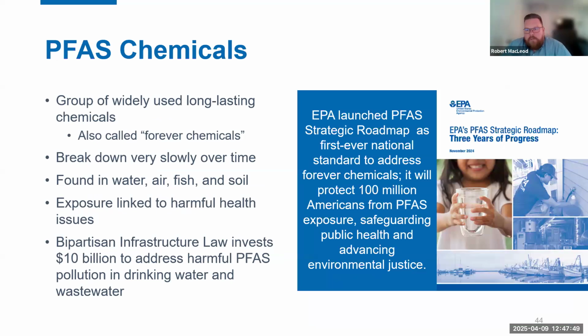PFAS chemicals are a group of widely used, long-lasting chemicals, aka forever chemicals, that break down very slowly over time and are found in our water, our air, our fish, and soil, at locations across the nation and globe. Scientific research shows that exposure to certain PFAS chemicals may be linked to harmful health issues. Recognizing this danger, the EPA recently launched the PFAS Strategic Roadmap to address these harms. It is the first ever national standard to address these forever chemicals in drinking water, which will protect 100 million Americans from PFAS exposures, safeguarding public health and advancing environmental justice.